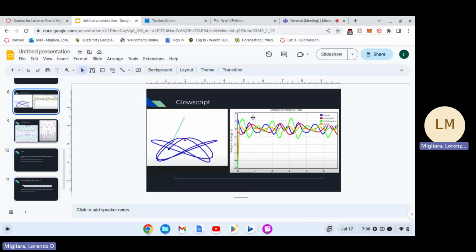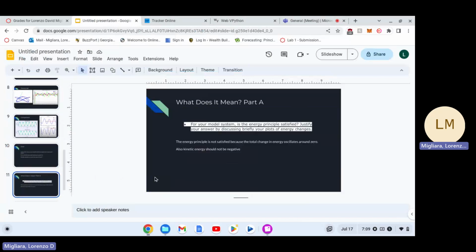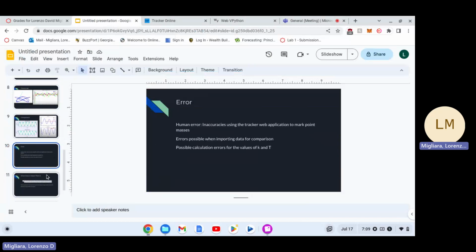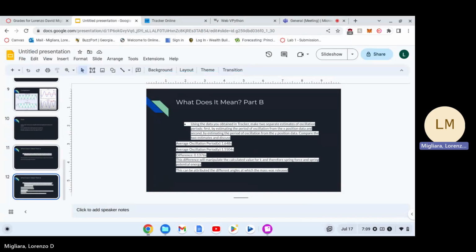So let's say these waves, they basically cancel. There's constructive and destructive interference here all throughout. Basically, it results in this yellow-orangey line here. It's oscillating around zero, therefore the energy principle is not satisfied. Also, kinetic energy is negative at some points, and that should not be.